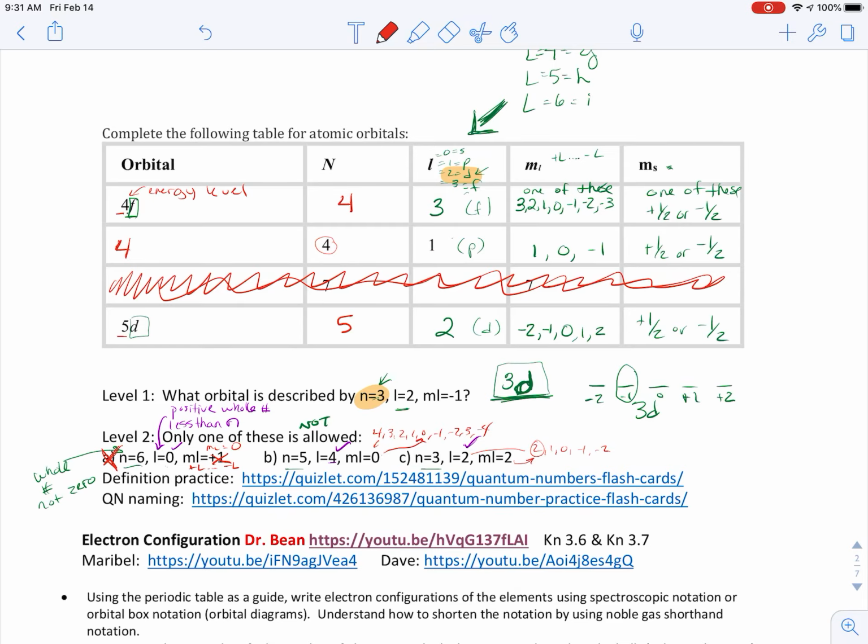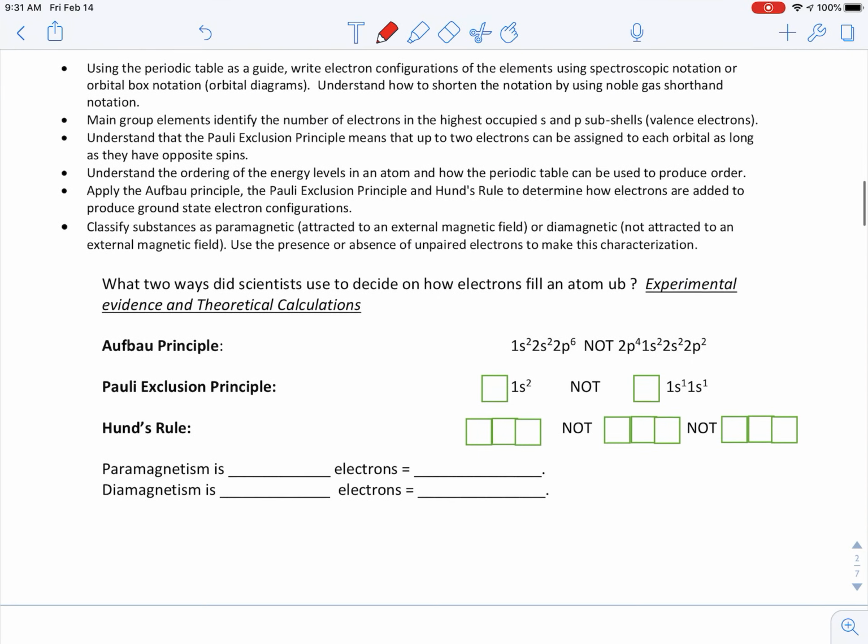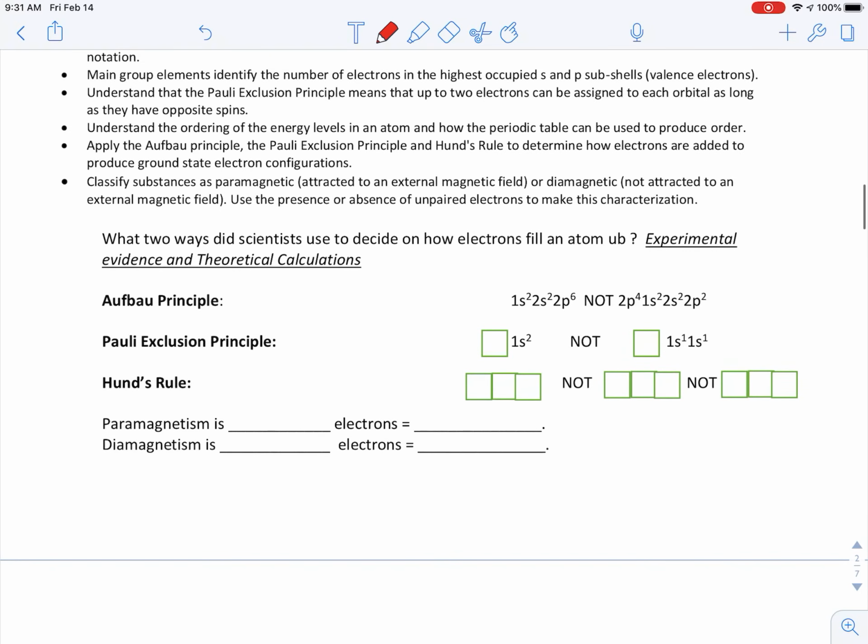More practice. Don't miss out on the practice. All right, so for electron configuration, there are 3 principles. The oddball principle, this is building up.